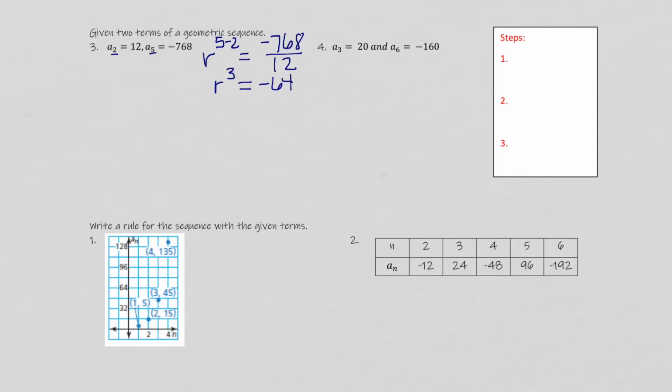And then to undo that cube, I have to take the cube root of that. So what number times itself 3 times gives me negative 64? And that ratio is negative 4. All right, so once I have that ratio, I'm going to choose a term. I'm going to choose one of these. So I'm going to choose 2 and 12, and then I'm going to find my a sub 1. So I'm going to plug it back into our general formula of a sub 1 times my ratio to the n minus 1 power.